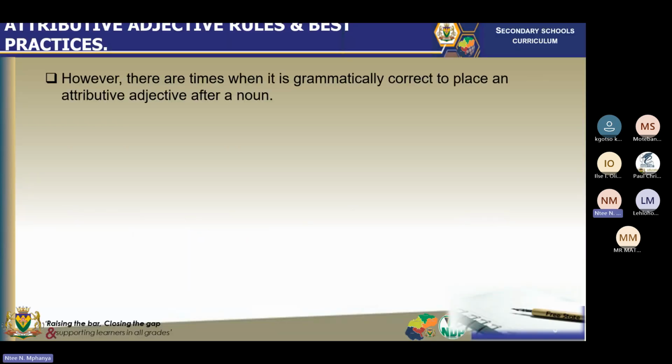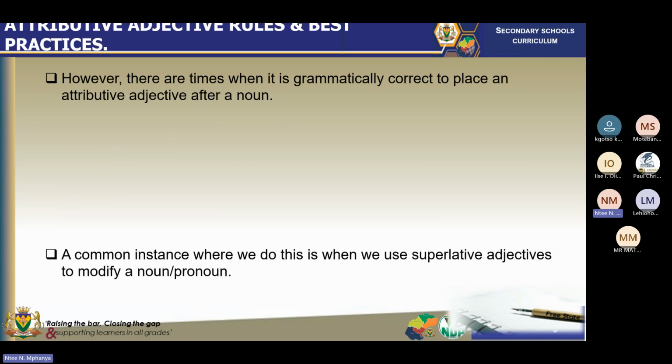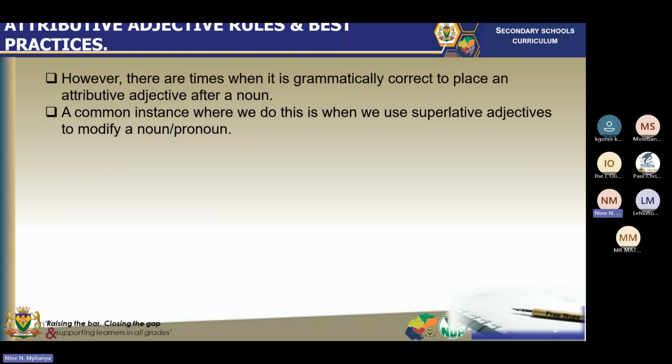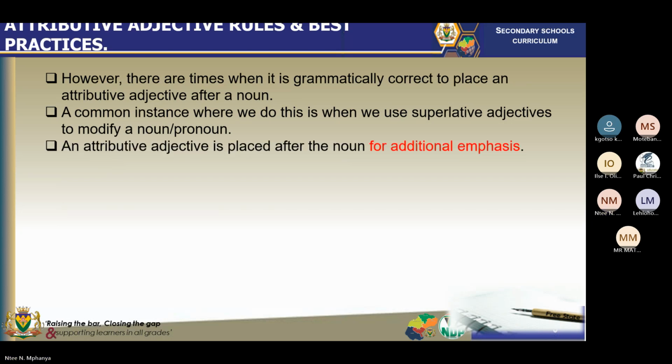However, there are times when it is grammatically correct to place an attributive adjective after a noun. Exception to the rule. A common instance where we do this is when we use superlative adjectives to modify a noun or a pronoun. Here, an attributive adjective is placed after the noun for additional emphasis. Look at the following example. We bought the newest car available. There were few newest cars there, but we bought the one which was available.